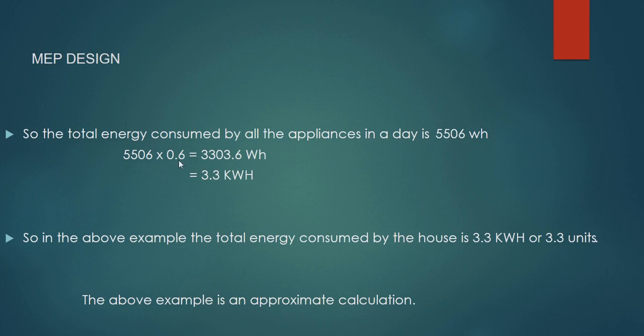The total is 5506 watt hours. We have to multiply by 0.6, which is the maximum demand. We will get 3303.6 watt hours, which converts to 3.3 kilowatt hours. So in the above example, the total energy consumed by the house is 3.3 kilowatt hours, or 3.3 units. This above example is an approximate calculation. You have to calculate for your own home. Thank you, friends.